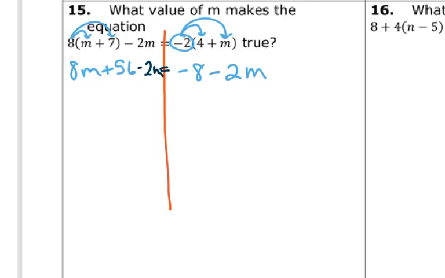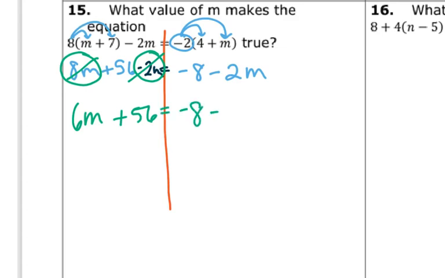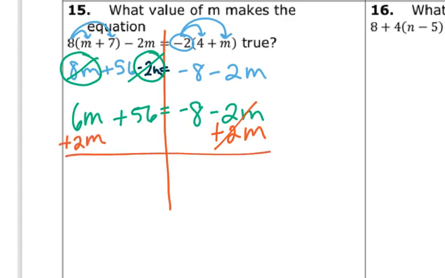So step 1, got rid of parentheses. Step 2, combine like terms. 8m's minus 2m's is 6m's. And there's a plus 56 on this side, equals negative 8 minus 8m. We got rid of parentheses by distributing. We combined like terms if they were on the same side of the border. Next step, I need my letters to be on the same side. I'm going to get rid of that by adding 2m and adding 2m.